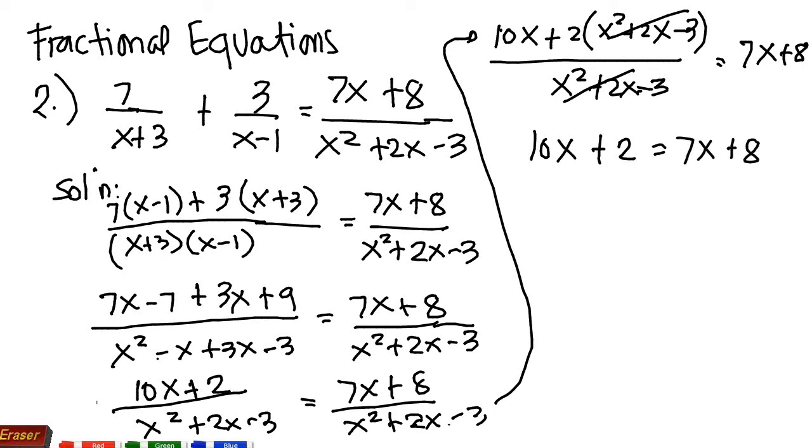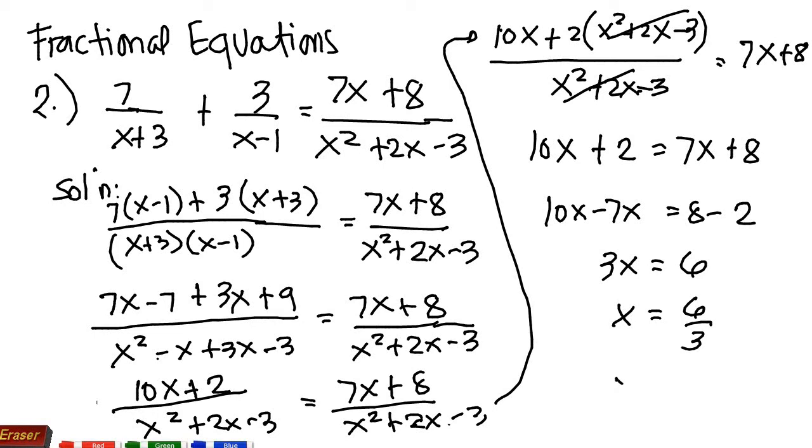You transpose similar terms, so that will become 10x minus 7x is equals to 8 minus 6, or this will become 3x is equals to... okay, this is 2, sorry. This is minus 2. Minus 2, so that will become positive 6. So x therefore is equals to 6 all over 3, or x is equals to 2. So this is now your final answer.